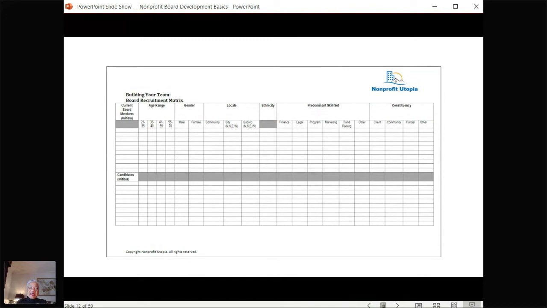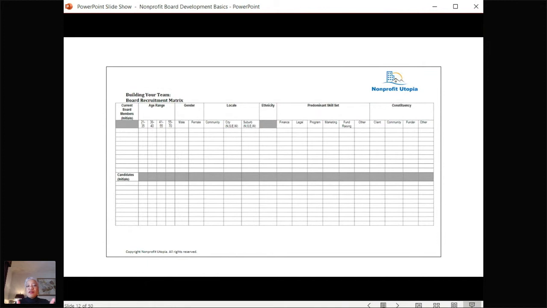So this first column is a list of who our current board members would be. And then this second set of columns gives their age range, and you just put a little checkbox there or an X. And then there's another area for the gender. And then we talk about the locale, which is the community or the city or the suburbs. And then we have an area for the skill sets, and then the constituency. So you do that analysis for your current board, and then you do that for potential candidates.